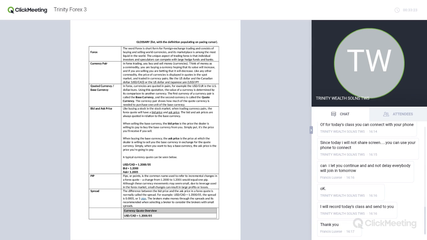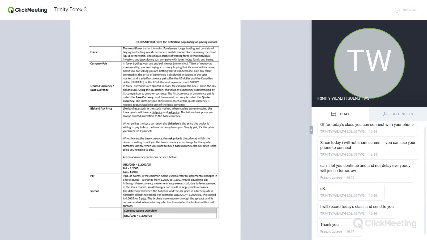So think of money as a commodity. You are buying a currency, hoping that its value will increase. And if you're selling, you're betting that it will decrease. Remember, in Forex, it's the only market where you can make money both ways. You can make money by buying, you can make money by selling, all right?